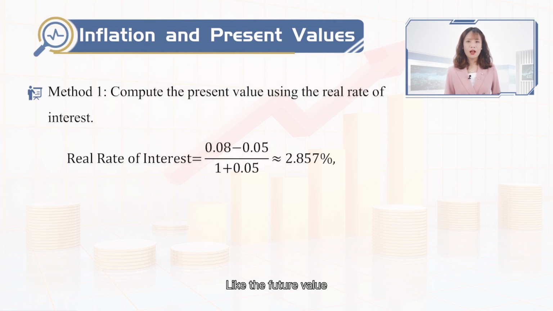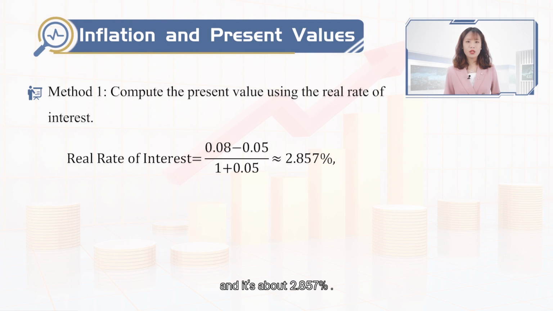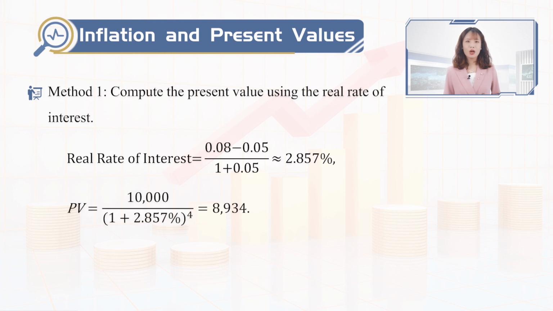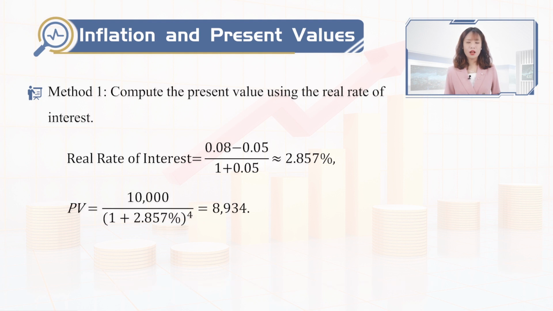Like the future value, there are also two equivalent ways to calculate the present value. In method 1, calculate the real rate of interest by the formula introduced formerly, and it's about 2.857%, and then apply this real rate to compute the present value of $10,000. The PV is equal to 10,000 divided by 1 plus 2.857% to the fourth, which is $8,934.